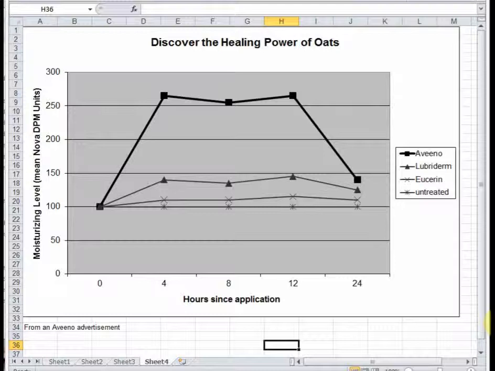And what I don't like about this graph is, for one thing, how many of y'all know what mean Nova DPM units are? I really don't know what that is. I'm assuming it's something to do with levels of moisturizing, but that's kind of confusing. And then, yes, Aveeno jumps up and it stays up, but after the end of the day, you're back down to basically where everything else was. So maybe you like Aveeno, you want to buy it, whatever. But I feel like this is kind of an awkward ad with all the different lines and everything that most consumers probably don't fully understand.